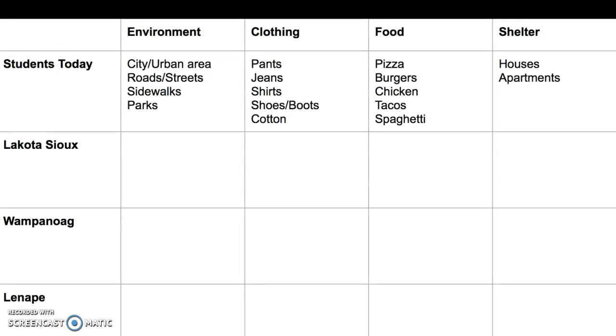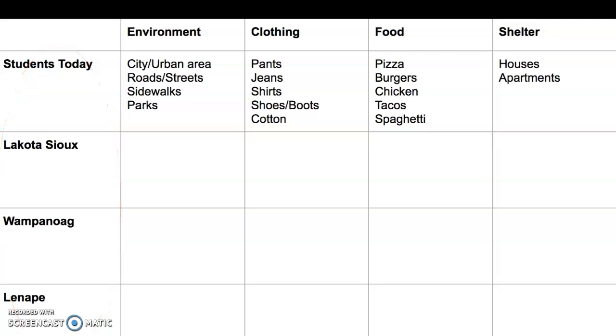through each story. So on this left column, I have listed students today. So that's you guys, students that you know, or people that you know, how we're living today. Then I list the other three tribes that we're going to learn about. So the first one is the Lakota Sioux. Then I have the Wampanoag tribe, and then the Lenape tribe.